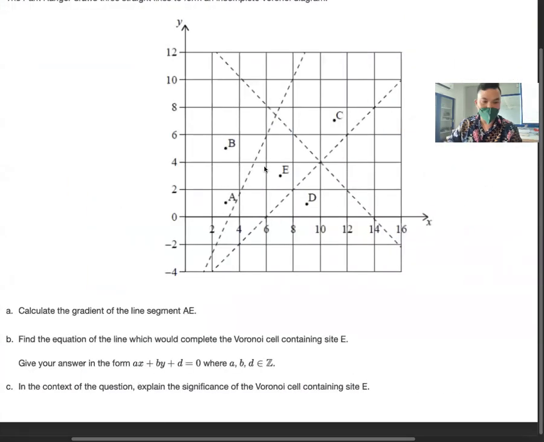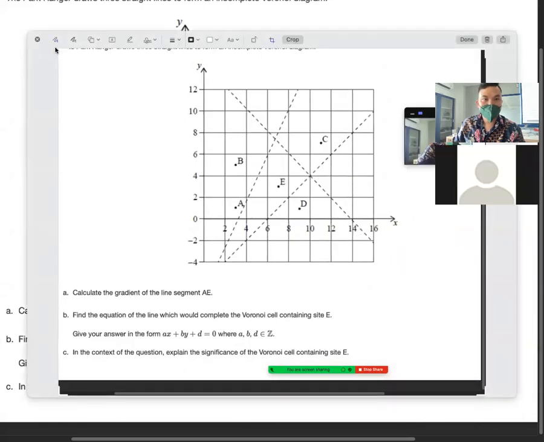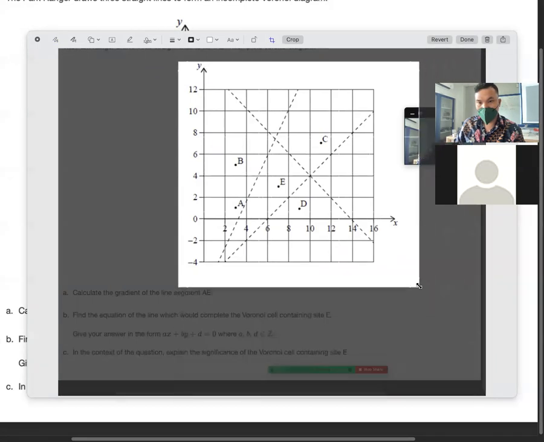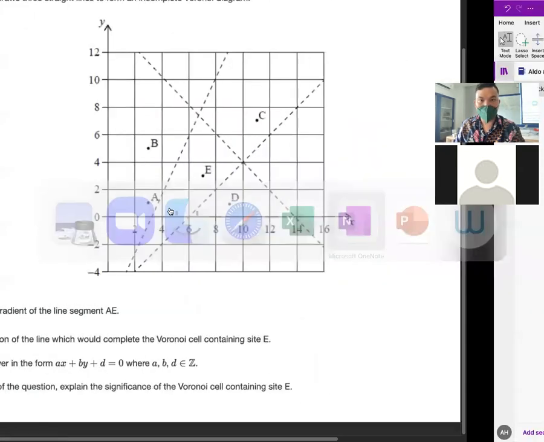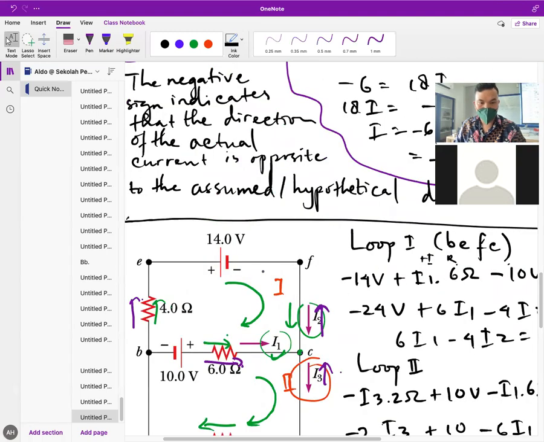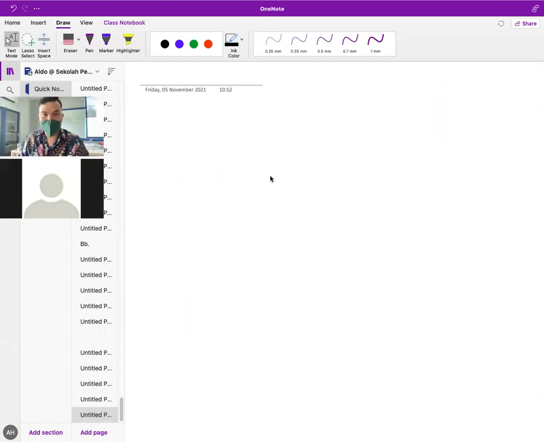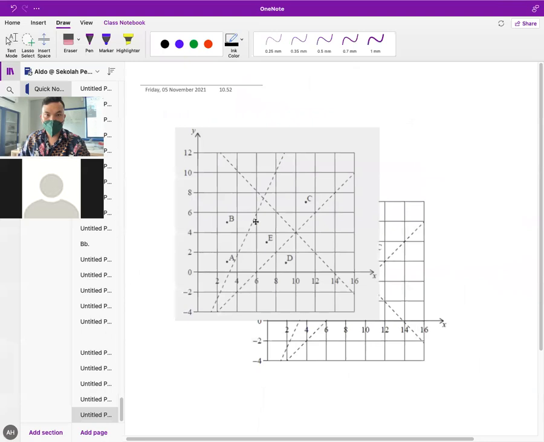So, first of all, I need to use simple technology here. So, this one. Okay. Done. And then I can go to here. Okay, this is beautiful. Okay, here.